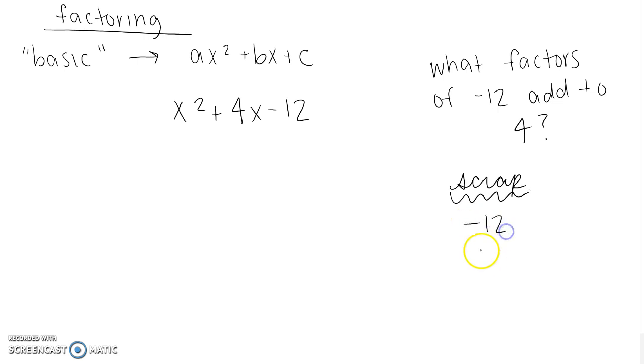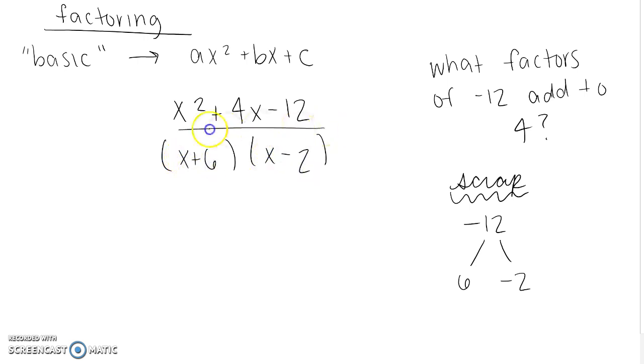So we can take negative 12, we're making a little factor tree, and we could say, okay, 6 and negative 2. So 6 times negative 2 is negative 12. 6 plus negative 2 is 4. So then this is going to factor to x plus 6 and x minus 2. And so this is our final answer. So that's a basic one.